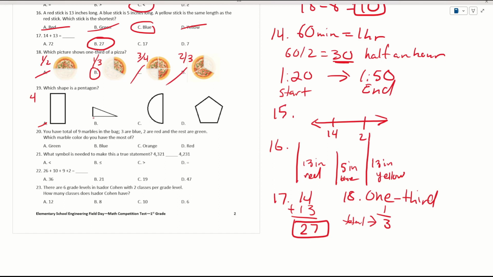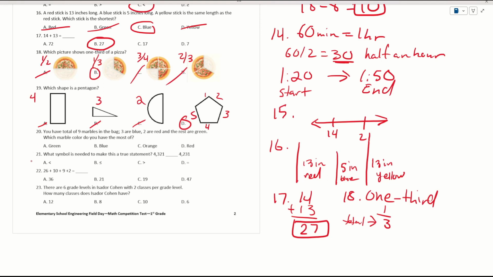A triangle here has 3 sides, so it cannot be B. Okay, this is a circle, or also known as a semicircle, because it's cut in half. So this has 1 and 2 sides. For a semicircle, it cannot be that. Pentagon has 5. 1, 2, 3, 4, 5. So our answer has to be D. Okay, if you're familiar with a pentagon, this should not be a hard question.